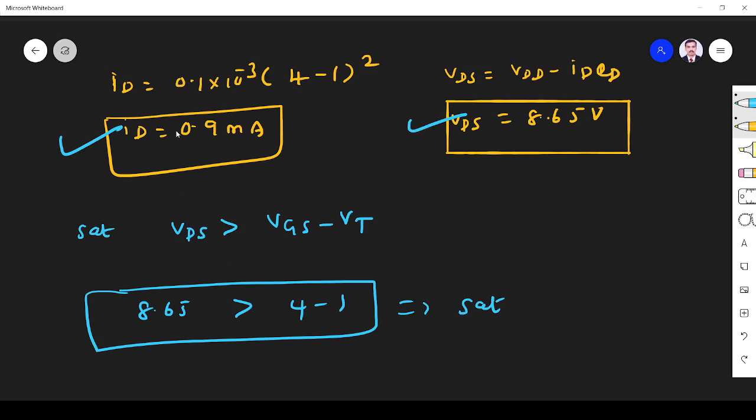So we start the problem with the assumption that the device is in saturation. Like that you proceed, and once you complete the problem, check whether the assumption is correct or not. If the assumption is correct, this is the final answer. Our assumption is correct because for saturation VDS must be greater than VGS minus VT. So the assumption is fulfilled, so the answer is correct.